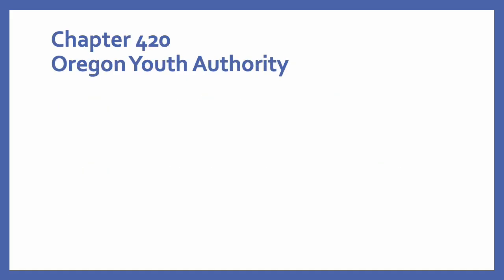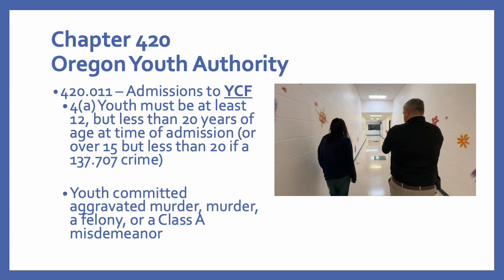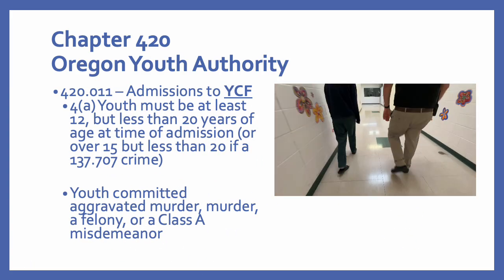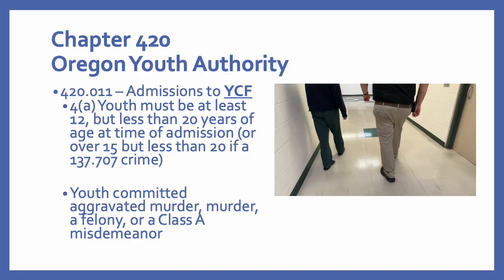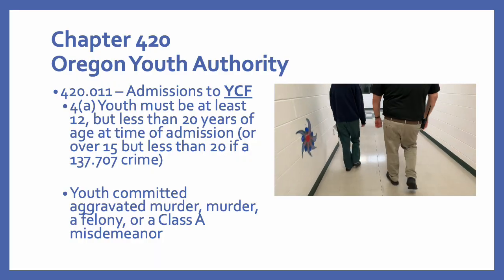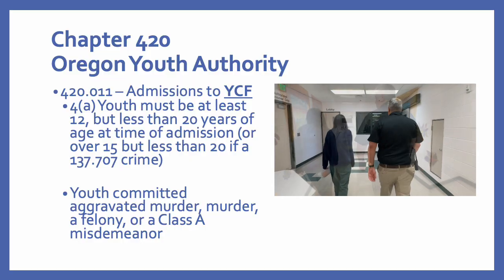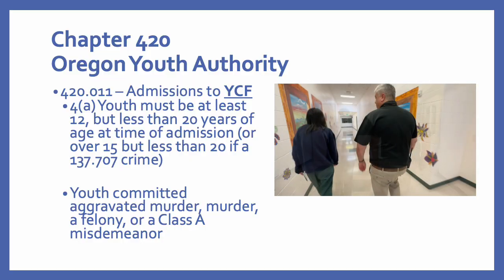Chapter 420, Oregon Youth Authority. 420.011 Admissions to youth correctional facilities. Subsection 4. A youth must be age 12 but less than 20 years of age at the time of admission, or over 15 years old but less than 20 years if for a crime found in 137.707, mandatory minimum sentences for certain juveniles waived to adult court. This is the age span when a youth can be committed to a youth correctional facility.